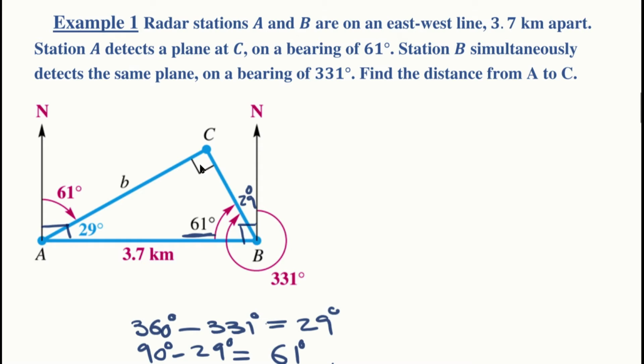So now we know that this other angle, C, is going to be 180 minus 29 minus 61. That's 180 minus 90, which is 90 degrees. So that's why we have the mark of a right angle here. And remember, we are looking for B, the length B, which is the same as AC, the length of long line segment AC.